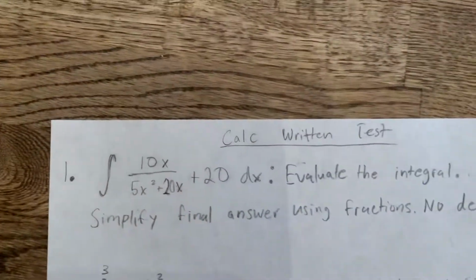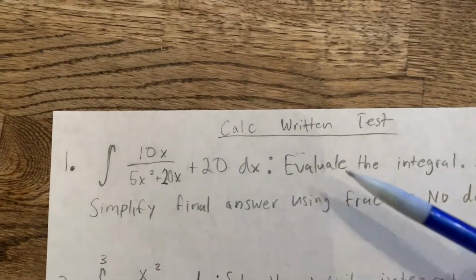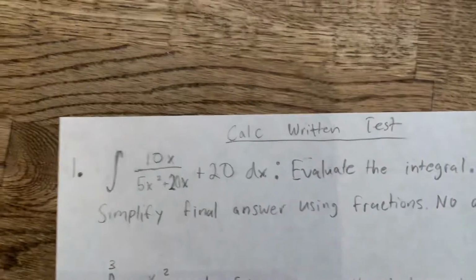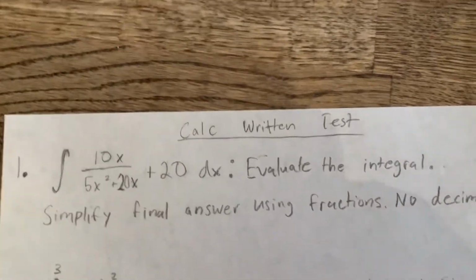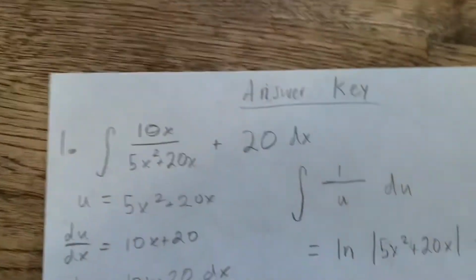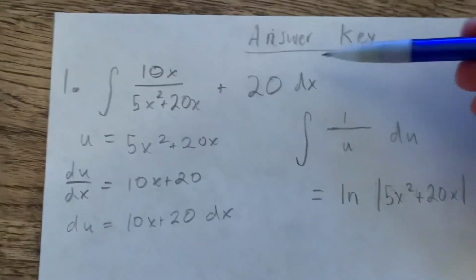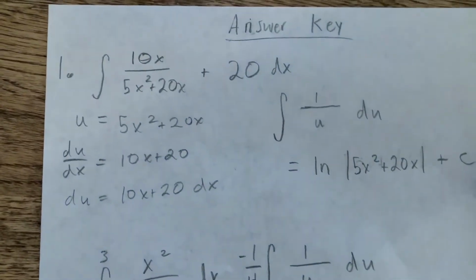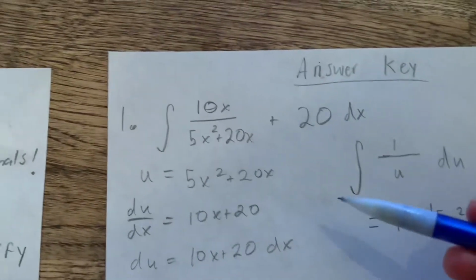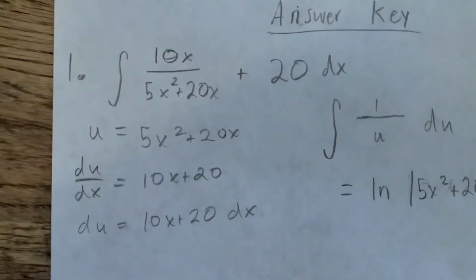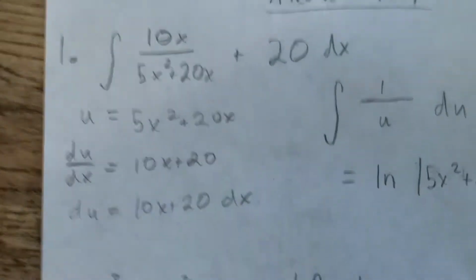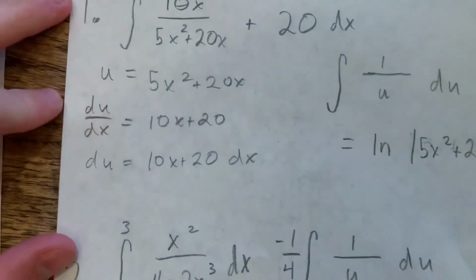All right, so for number 1, we were asked to evaluate this integral. And it said that if we were to simplify, we should use fractions and no decimals. So the first thing I did was I set up my problem on my paper, and I figured out what I would set u equal to. I decided I would set it to the bottom. So I wrote out my u.